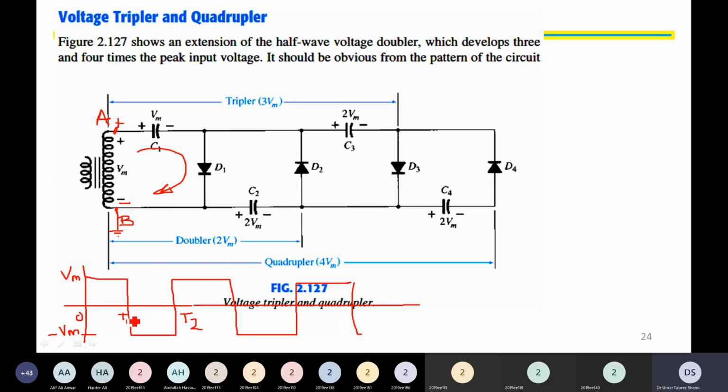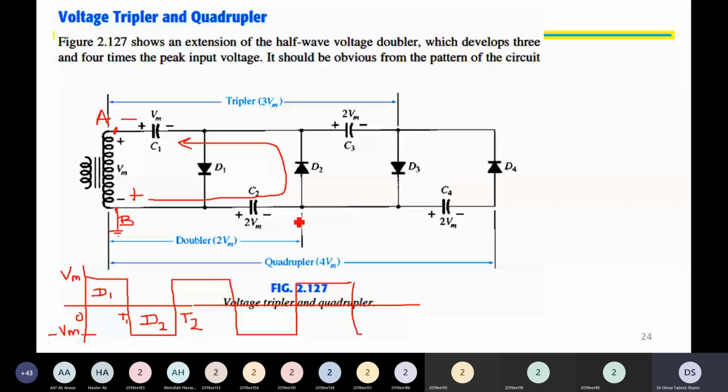From time T1 to T2, what will happen? The polarity will be reversed such that A is negative and B is positive. This time, current will flow through capacitor C2, D2, and capacitor C1. D1 will be reverse biased. From time 0 to T1, D1 was conducting. From time T1 to T2, D2 is conducting. And the capacitor C2 now charges to a voltage of twice Vm.